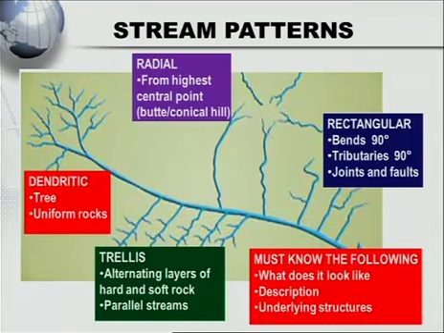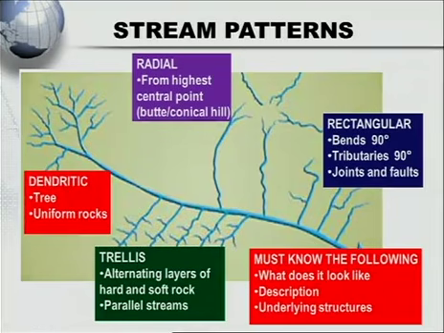Secondly, you must be in a position to give a description of each stream pattern, and then, very important, you must know the underlying structures below the surface of the earth that have caused this pattern. Many of the matrics have problems with this last one. So stay with me and see if we can solve a few things with regard to stream patterns. Firstly, the dendritic one. Dendritic, it looks like a tree. In fact, it comes from the Greek word dendron, that means tree.